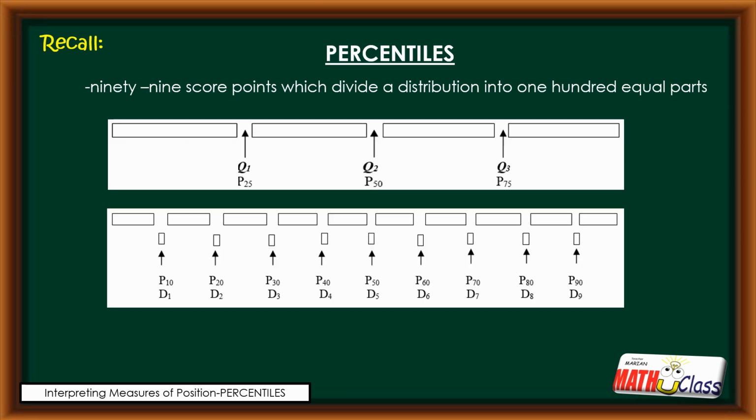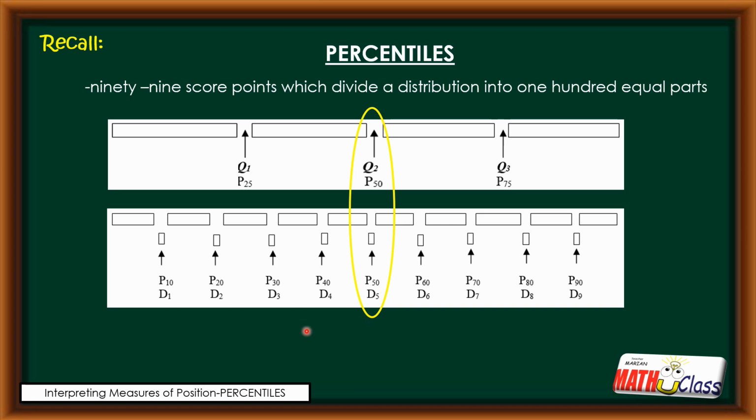Looking at these figures, we can see the relationship of quartiles, deciles, and percentiles. It can be observed that Q2, which is the median, lies in the same point where P50 and D5 are located. Therefore, we can say that in a distribution, D5, P50, and Q2 have an equal value.